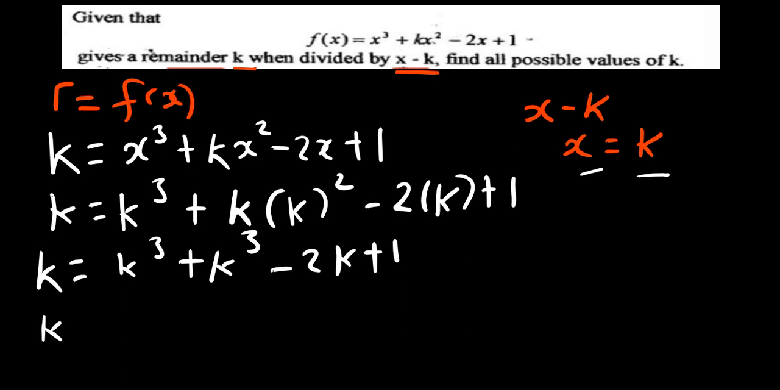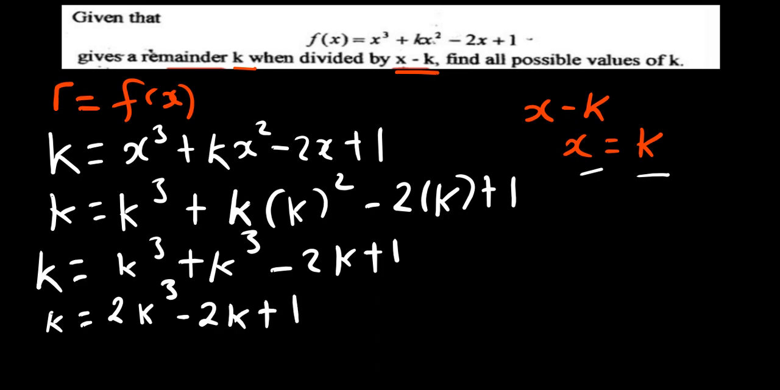Now we can put the like terms together, and we can still solve. So k is equal to k squared plus k squared, that is 2k squared, and k to the power 3 plus k to the power 3, that is 2k to the power 3. Then we have negative 2k plus 1.